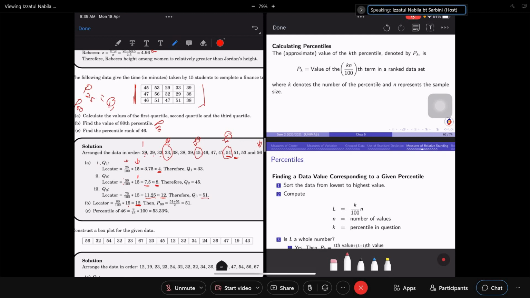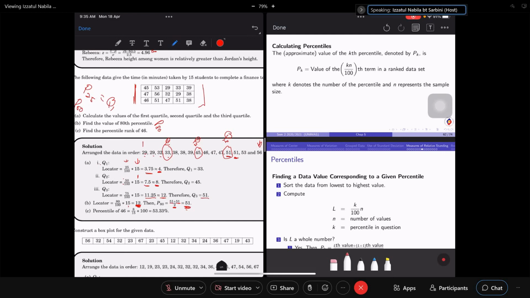So 51 plus 51 divide by 2, so the answer is 51. If you see a decimal, you just round up and that will be your position. If it's a whole number like this, you have to add the next number and divide by 2 to get the value. Right?